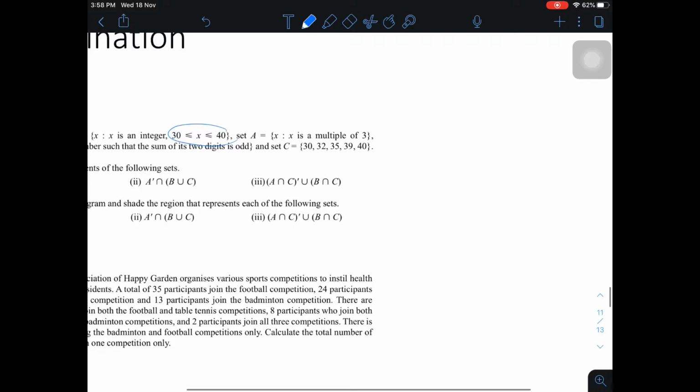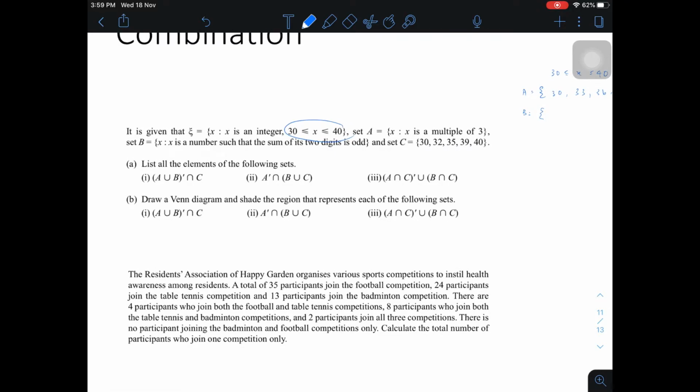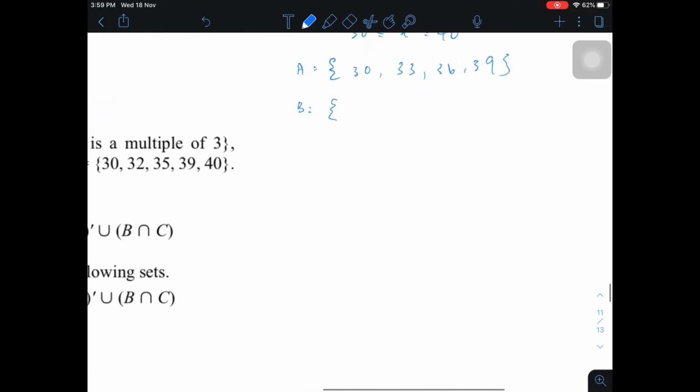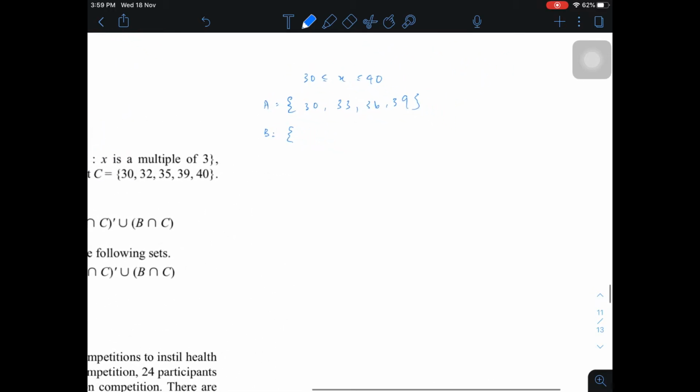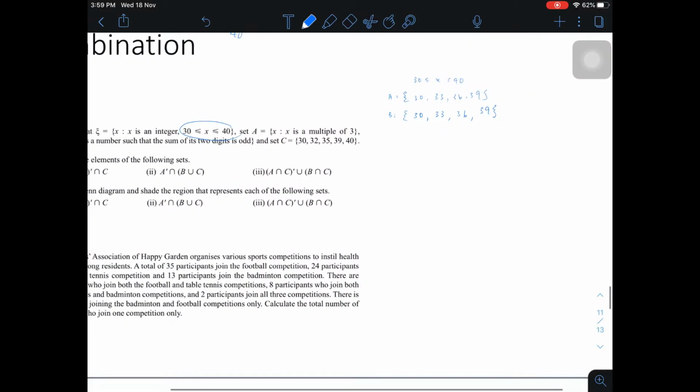So again, we'll write down everything we need. Again, intersection, the limit is between 30 and 40. So A is the multiple of 3, so we'll have 30, 33, 36, 39. And then B is the number such that the sum of its two digits is odd. Okay? So that would be 30, 33, 36, and 39. What the sum of the two digits is odd?